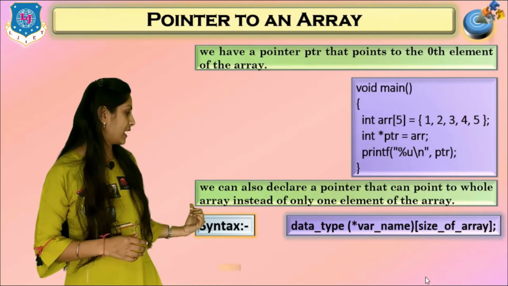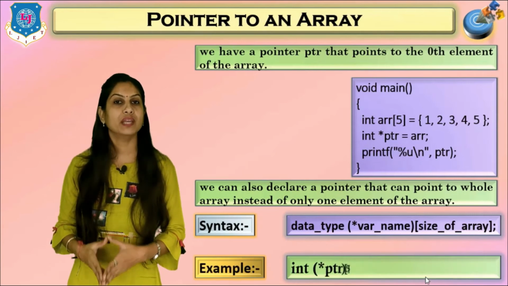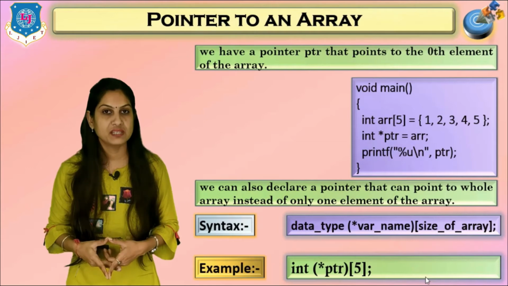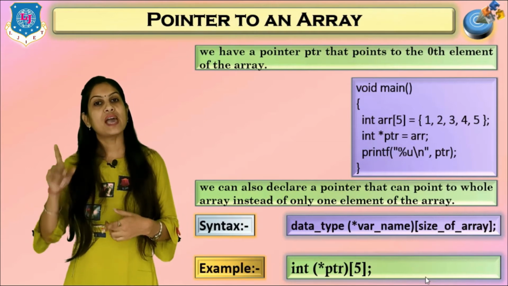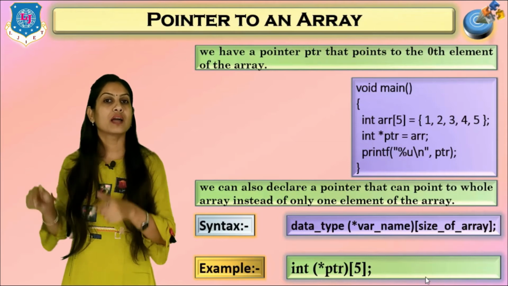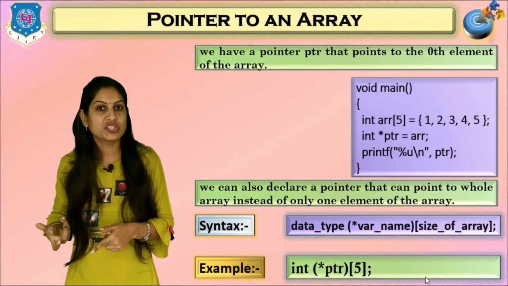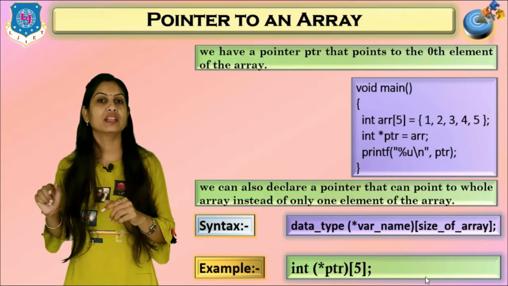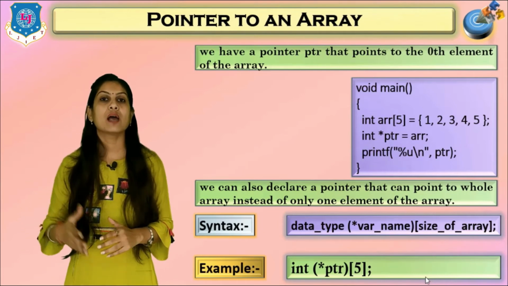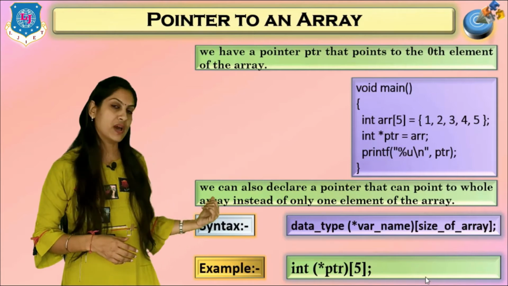So see here in an example I am writing the data type integer, then in a round bracket my pointer name is suppose ptr and it points to array. For that we are writing square bracket. Whenever you are using round bracket it specifies the function concept, and when you are putting the square bracket it specifies the array concept. So here I am using the size suppose 5.